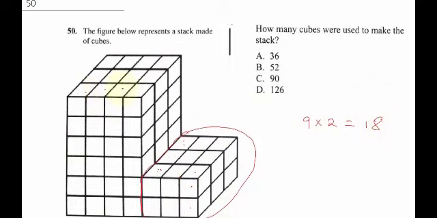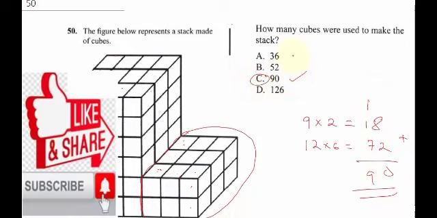This is 1, 2, 3, 4, and 1, 2, 3. So that's 12. So this will be 12 times the height, which is 1, 2, 3, 4, 5, 6. So this is 12 times 6, and this is going to give me 72. When you sum this up, you're going to get what? That's 90. So the cubes, it's what? 90. And the correct answer is C.